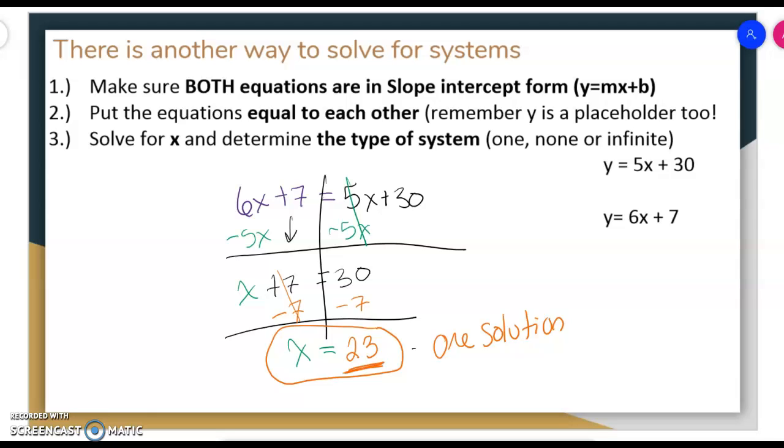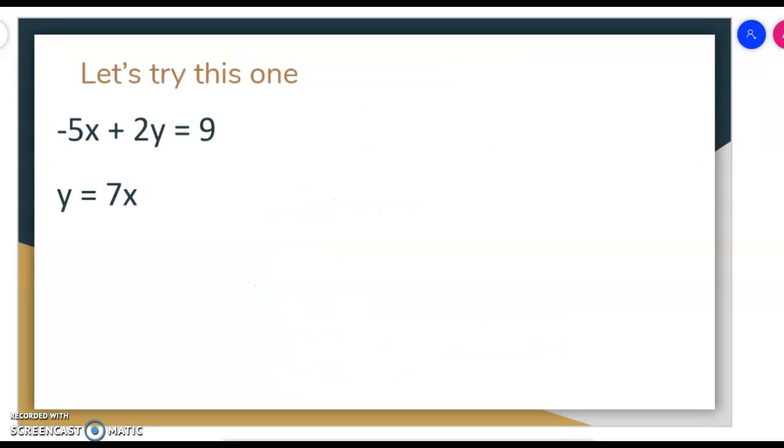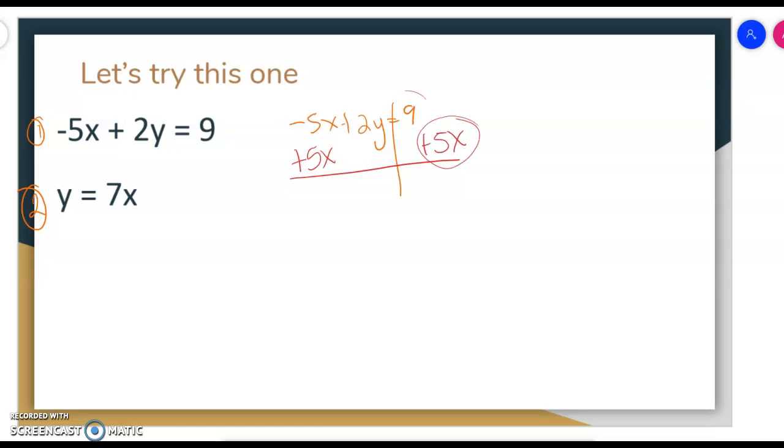So let's try a few practice examples. Let's try this one. I know that I need to have my equations in y equals mx plus b form. My first one's not in y equals mx plus b form, so what I'm actually going to do is get y by itself. In order to move the negative 5x, I have to add 5x to both sides.